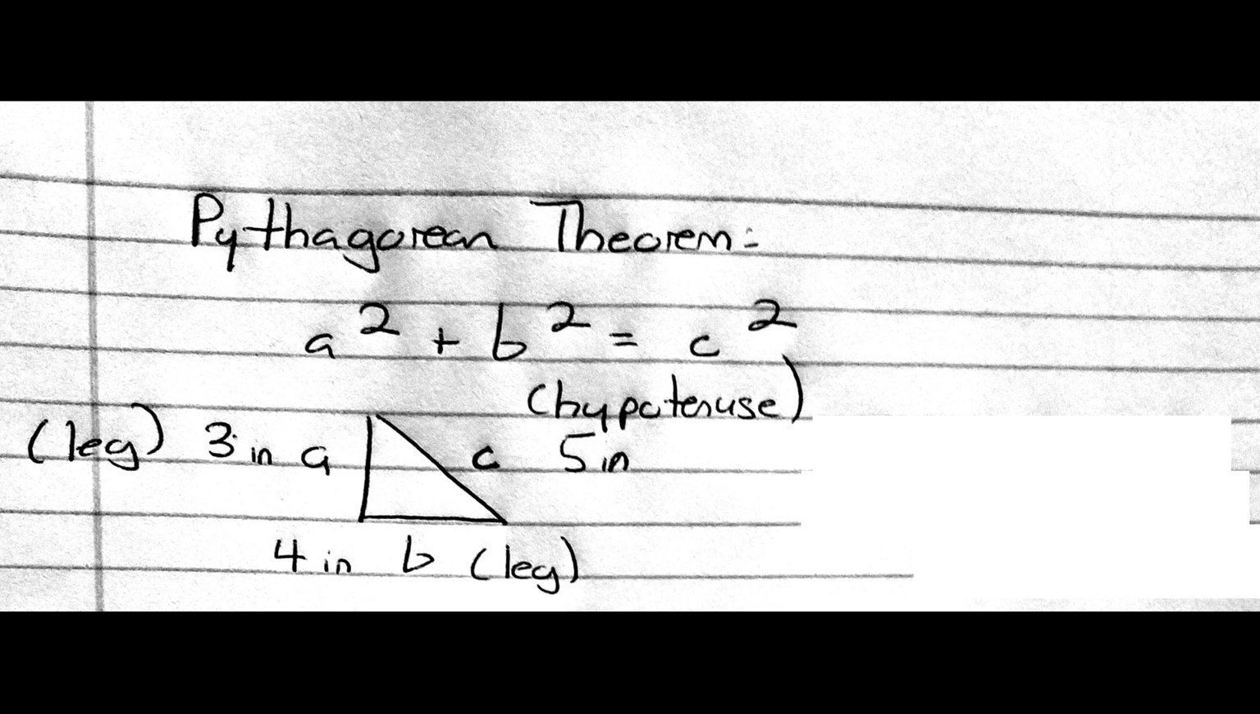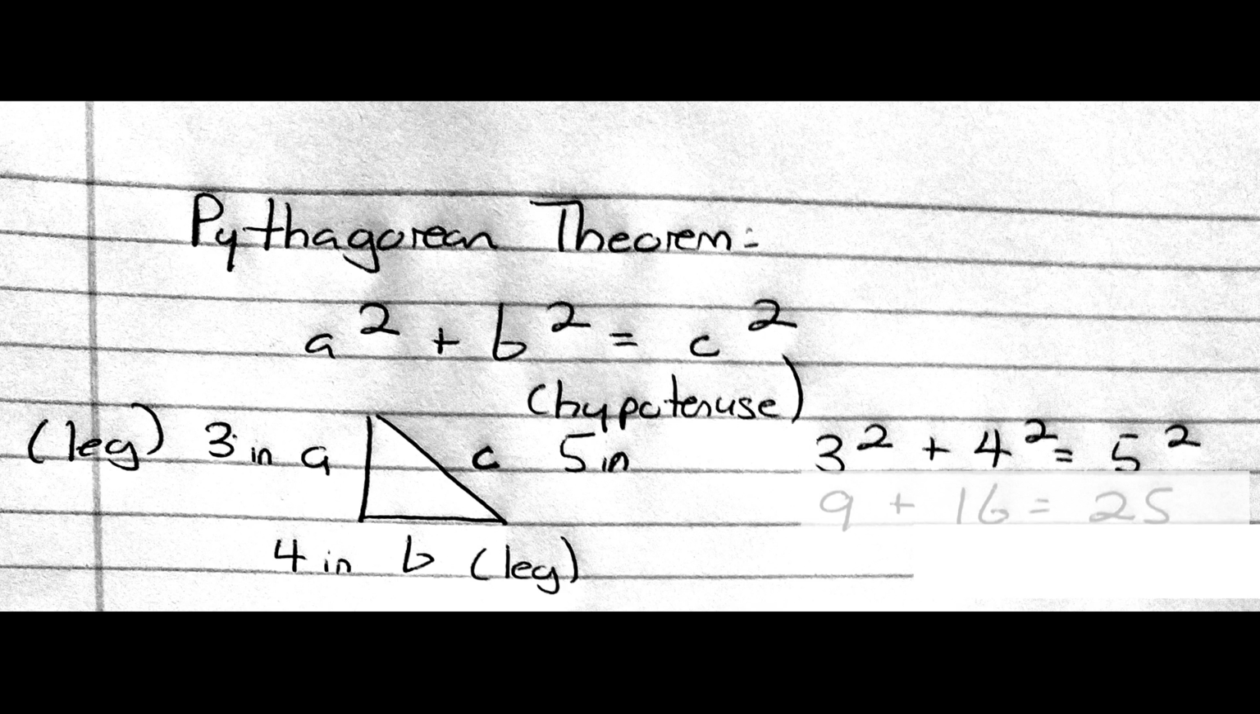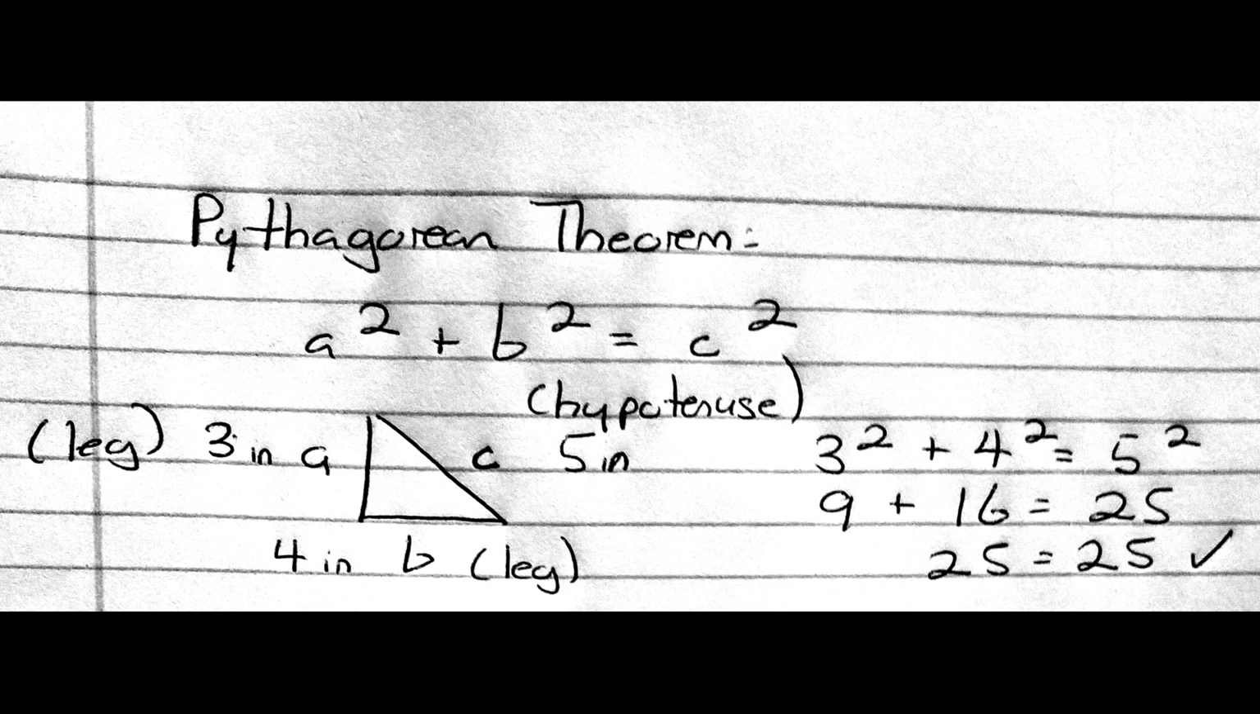All right, so if we fill all this in to prove that this is a right triangle, all we have to do is go 3 squared plus 4 squared equals 5 squared. So 3 squared is 9, 4 squared is 16, 5 squared is 25, and if both sides are equal to 25, yes, we do have a right triangle.